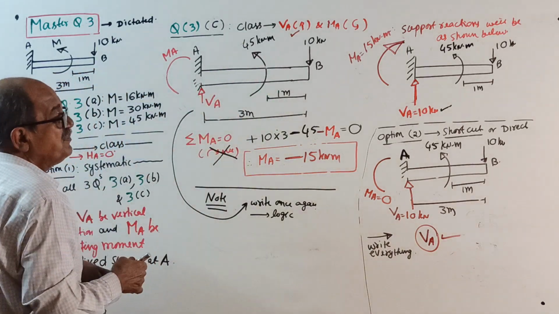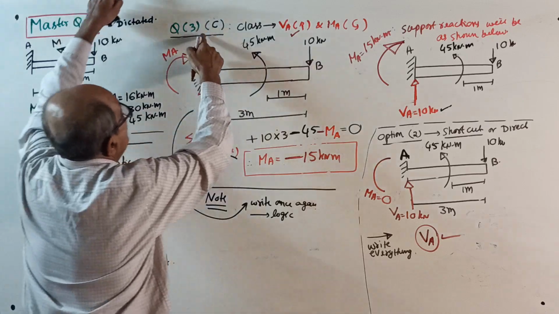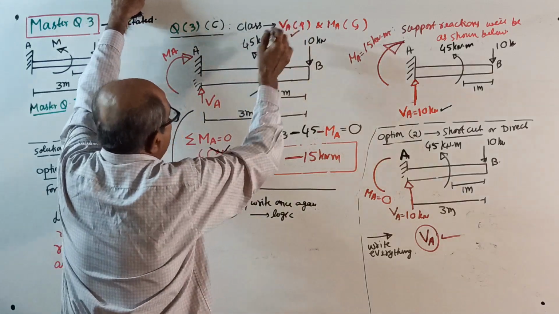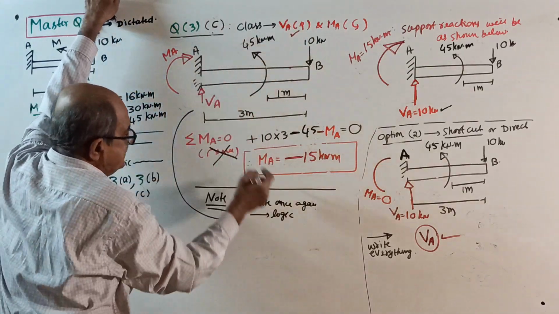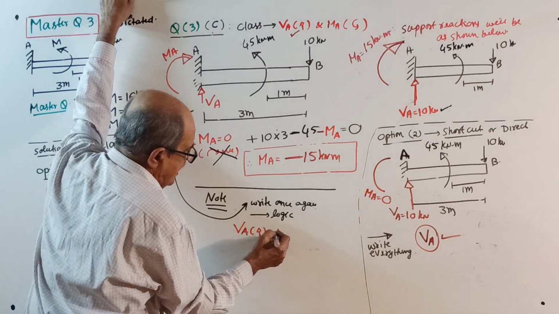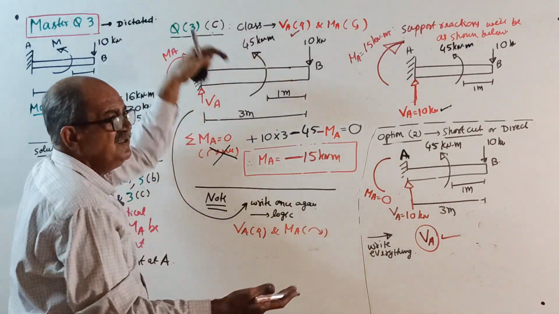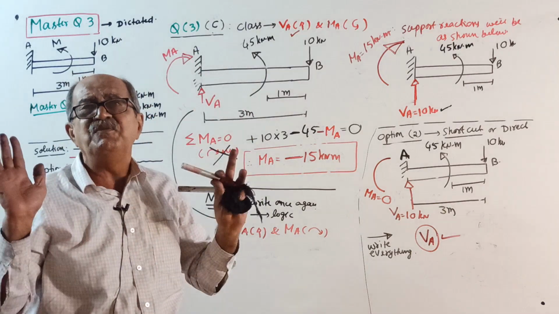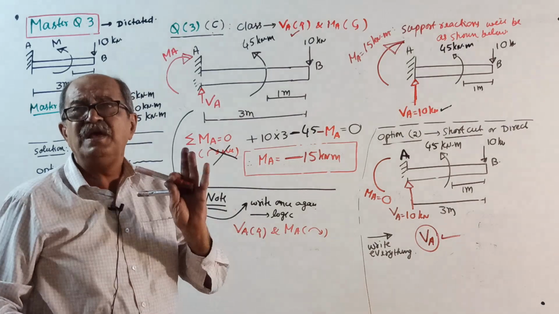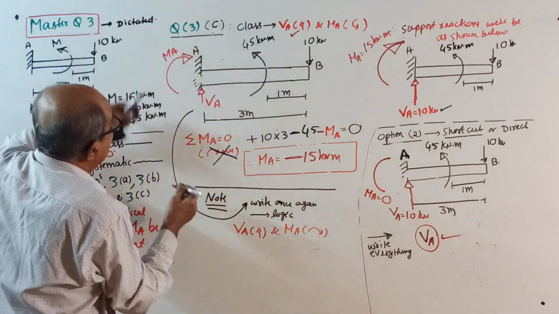Therefore, do one thing. Since you know the concept, you assume it to be clockwise. Okay. So right here, question 3C class, write once again this statement, we will assume VA upward and MA to be clockwise. Why? You can tell somebody, it is my will and wish. If wrong, a negative sign will come. Okay. Then you write this sketch here.